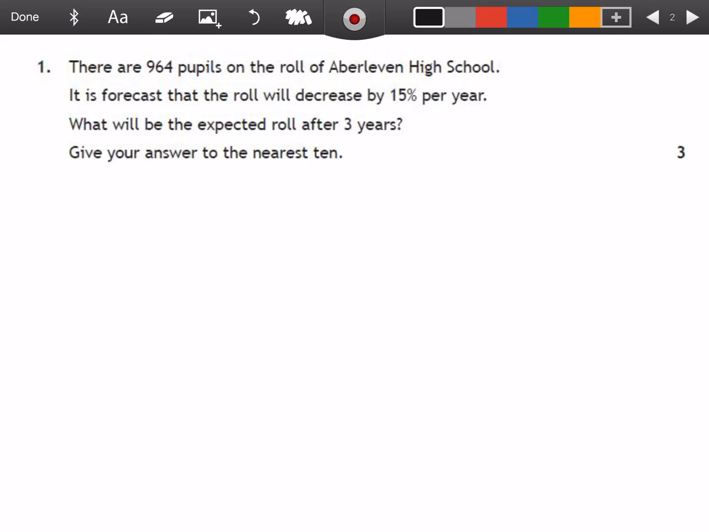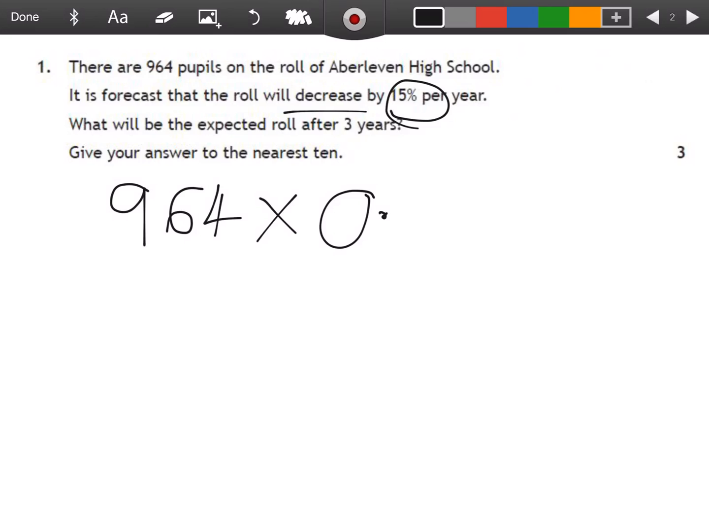If this was an increase by 15%, we would be looking to multiply by 1.15, okay? You increase by multiplying by 1 point something. We're actually decreasing by 15%, so we don't multiply by 1 point something because that increases. We multiply by 0 point something to decrease. So what we're doing here is 964, we're going to multiply by 0 point something to decrease. We're basically taking off the 15% off 100%, so we're multiplying by 0.85. Okay, if it was decreased by 5%, it'd be 0.95.